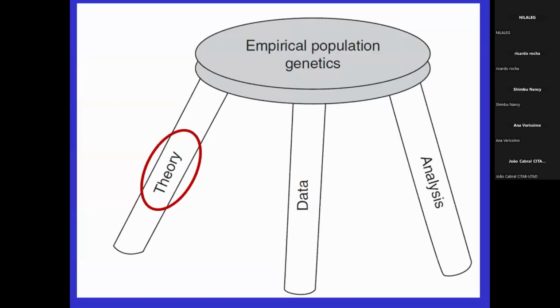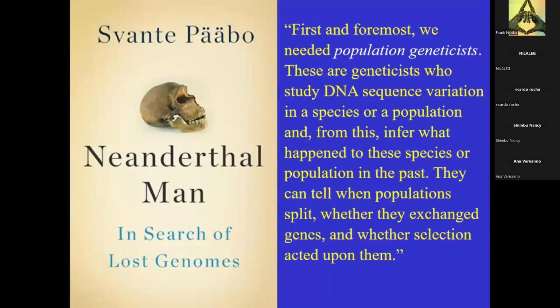I like to think of empirical population genetics as being a stool with three legs. You have to collect data, and you have to do some kind of analysis. But the thing which I think has been left behind is theory. Much more of the training now is in analyzing and collecting data, but it's really important to understand the theory before you can really apply these data.